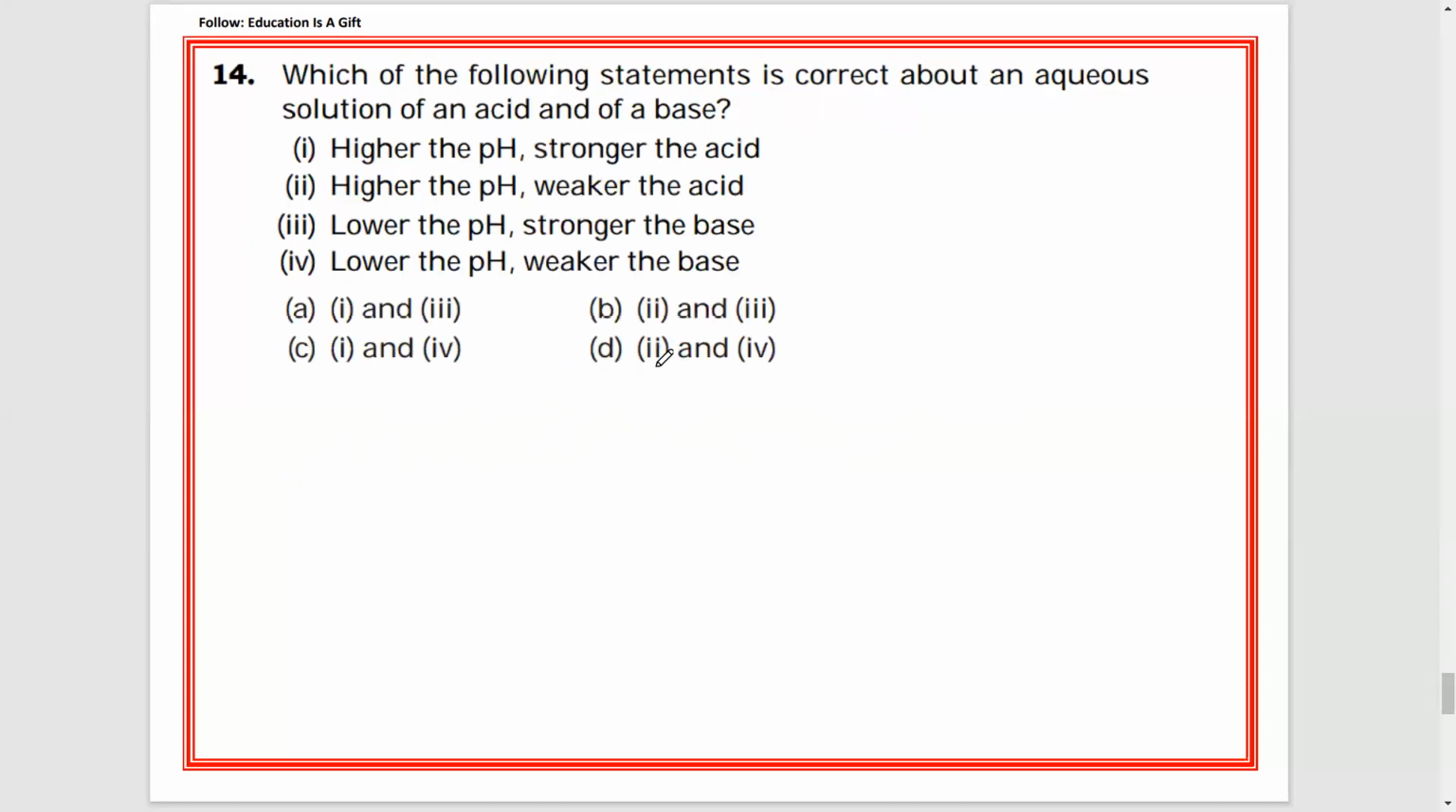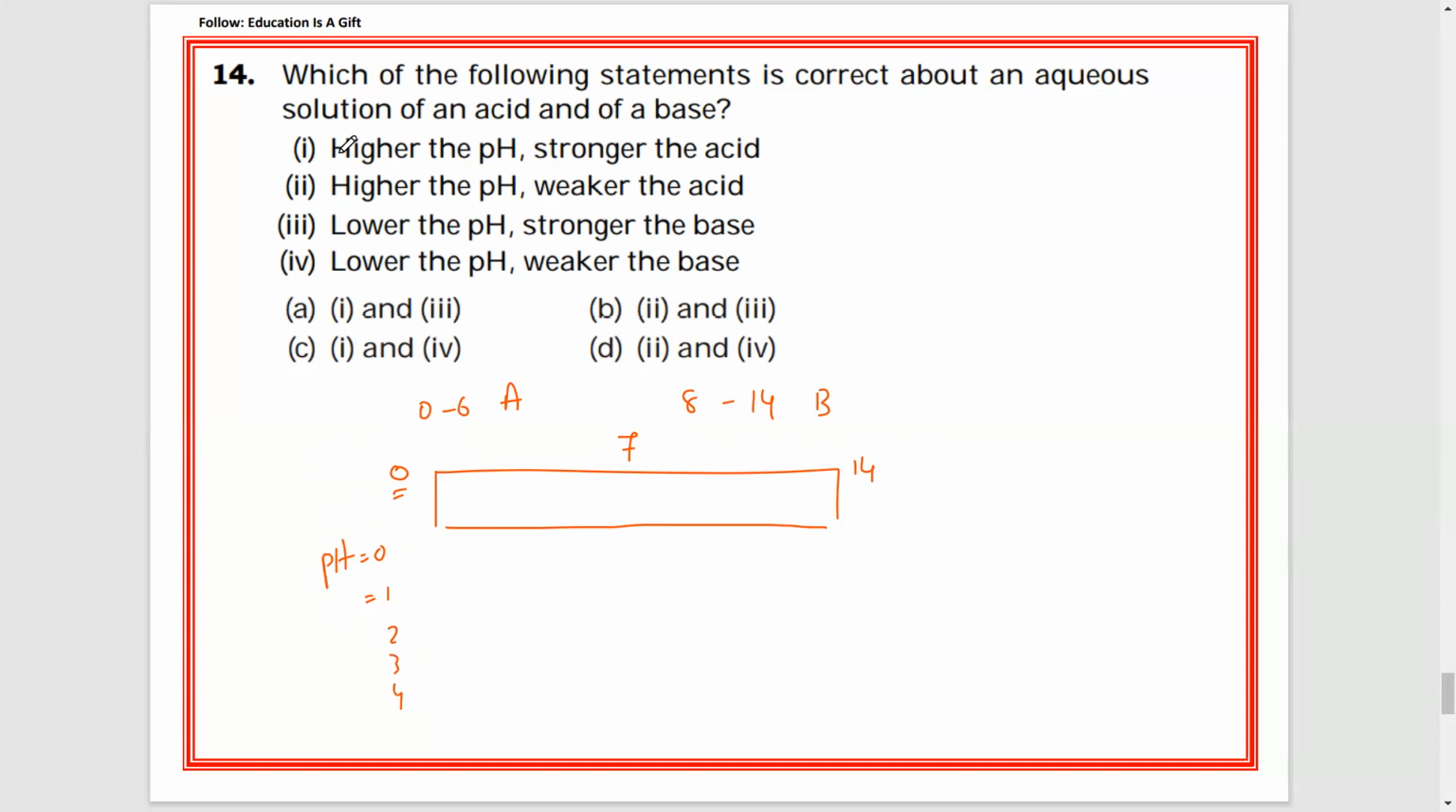Number 14. Which of the following statements is correct about an aqueous solution of an acid and a base? They are asking about pH, right? You are all aware of the pH scale. It starts from 0, ends at 14, the middle number is 7, and 0 to 6 is acid, 8 to 14 is base. The pH values are 0, 1, 2, 3, 4 like that. Acids are from 0 to 6. 0, 1, 2 are strong acids. 4, 5, 6 are weak acids.